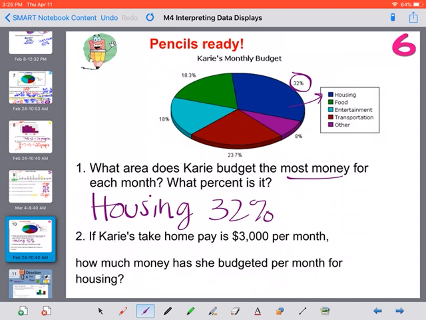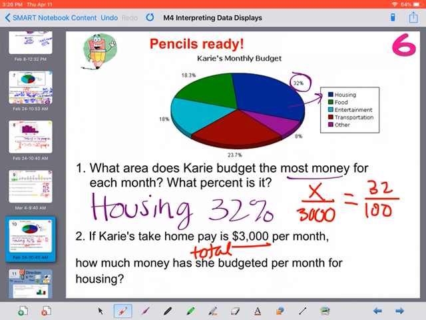It says if Carrie's take-home pay is $3,000 per month, if she each month gets $3,000, how much money has she budgeted for housing? So we're going to set up a proportion and cross-multiply. Part of total, percent out of 100. And we know she gets a total of $3,000 each month. And housing is 32% out of 100%. We want to know what's the part that she actually has to pay for her house or her apartment, whatever it is. So 100 times x is 100x.